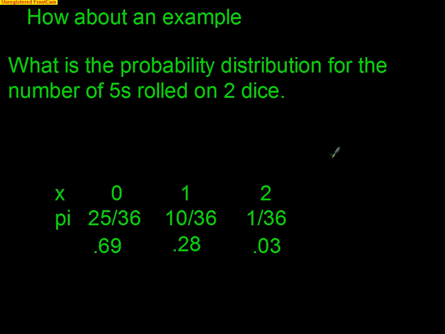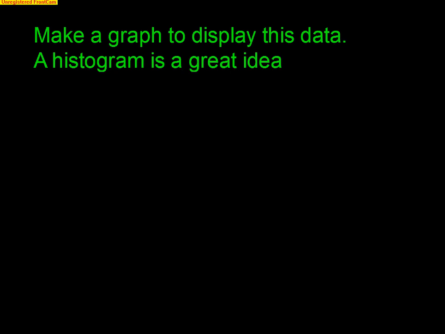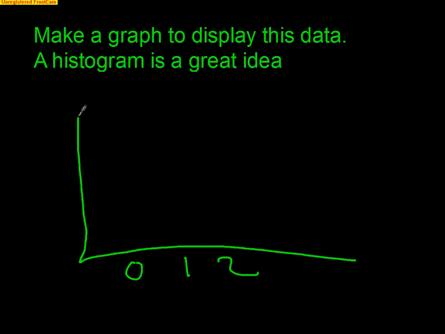Okay, we're almost done here. This is a short video. Almost done. Last part says make a histogram. So hopefully we remember how to make a histogram. Across the bottom we have our random variables, 0, 1, and 2. Now at the top we have our probability. Let's see, 0.1, 0.2, 0.3, 0.4, 0.5, 0.6, and 0.7.